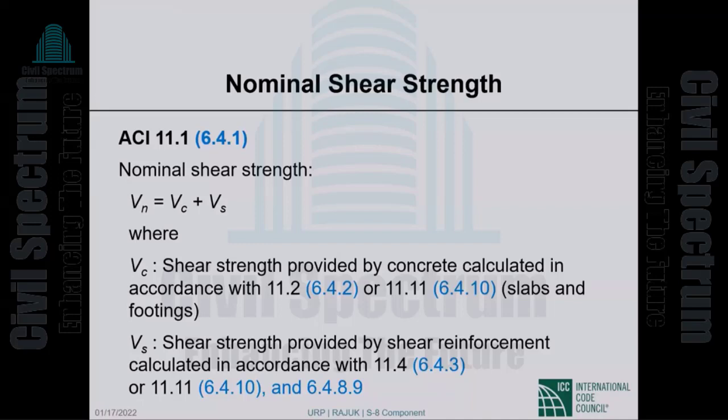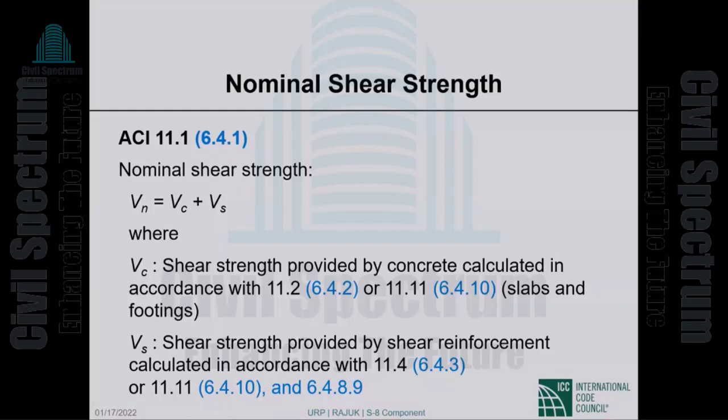V sub n, nominal shear strength, where does it come from? Part of it is contributed by the concrete, V sub c, and part by the shear reinforcement, V sub s. This V sub c is what we were calling V sub cr previously when we were talking about mechanisms. Okay, this is not just the shear in the compression concrete, just so that you understand. There is a little bit of a switch in notation. Okay. So V sub n is contributed partly by concrete, partly by the shear reinforcement.